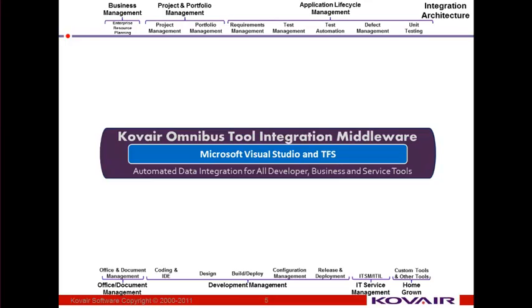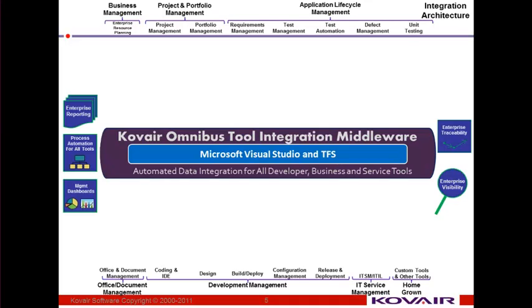Now, let's look at the ecosystem of different kinds of tools we have. If you look at Covair Omnibus integration middleware, and for those of you who are using Microsoft Visual Studio and TFS, along with Omnibus, you have the enterprise reporting, the process automation, the management dashboard, the traceability, and overall enterprise-wide visibility all comes together with Omnibus.